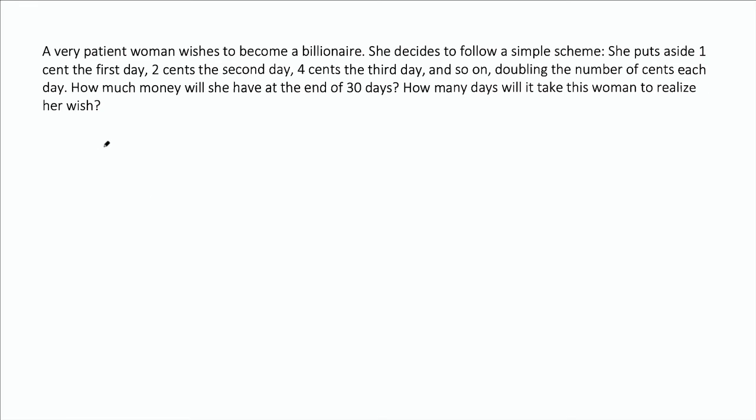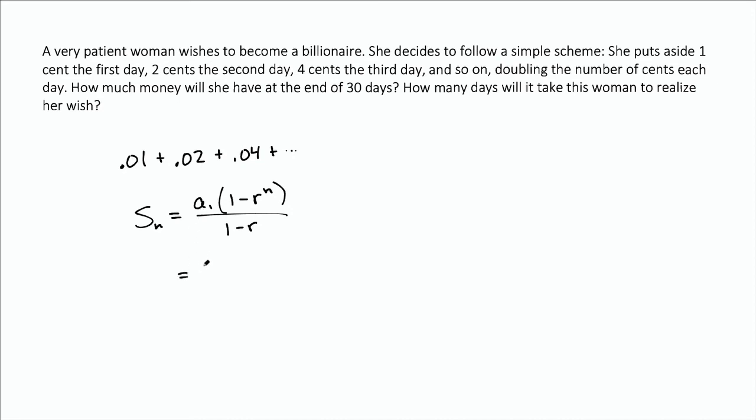So let's start off with just looking at the 30 days. So 1 cent, 0.01, plus 2 cents, 0.02, plus 4 cents, 0.04, and so on, and we're doing this for 30 days. The pattern, of course, is that we're doubling, which means this is a geometric sequence. For a geometric sequence, the sum of the first n terms is the first term times 1 minus the common ratio r to the n, all over 1 minus r.